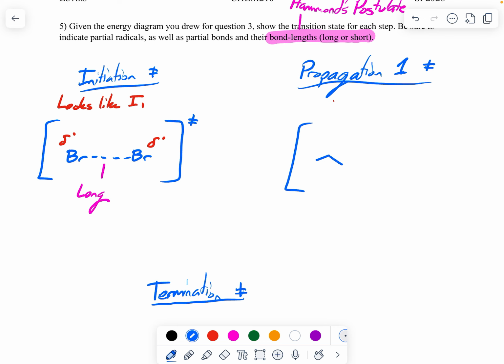Well, we need to draw our full structure, which has our carbon-hydrogen bond being broken, so that's going to be shown as a partial bond, and our hydrogen-bromine bond is being formed. That's going to be shown as a partial bond. Of course, now we have to worry about where our radicals are. The bromine started out with a radical in this step. The carbon ended up with a radical in this step. This is almost it. Now we have to use Hammond's postulate.